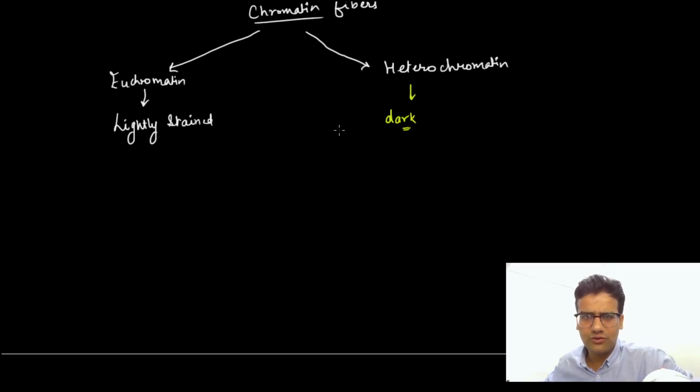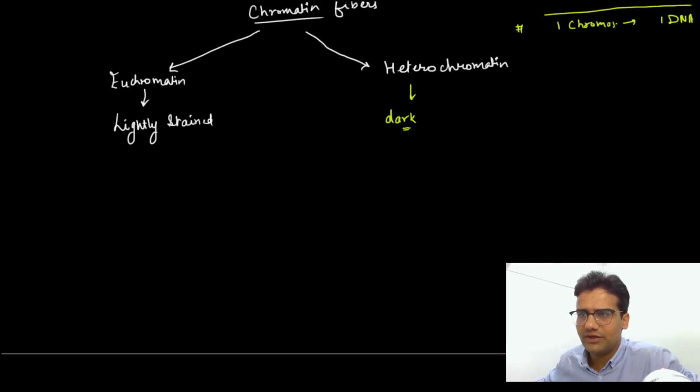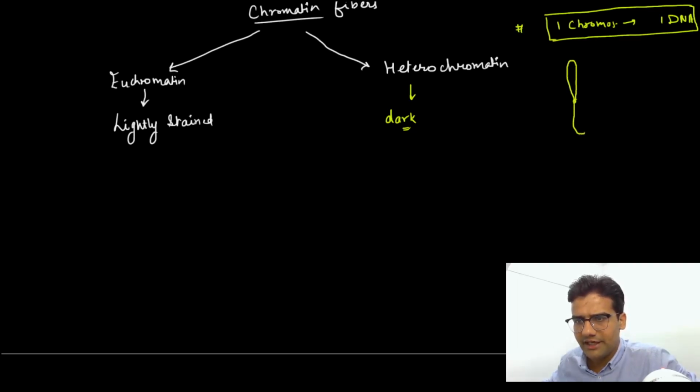Euchromatin and heterochromatin are basically parts of a whole chromosome. If there is one chromosome, there is one DNA. This question can be asked, and it is asked in various examinations. So one chromosome means one DNA molecule. On some part of the DNA there is heterochromatin, and some part is euchromatin.